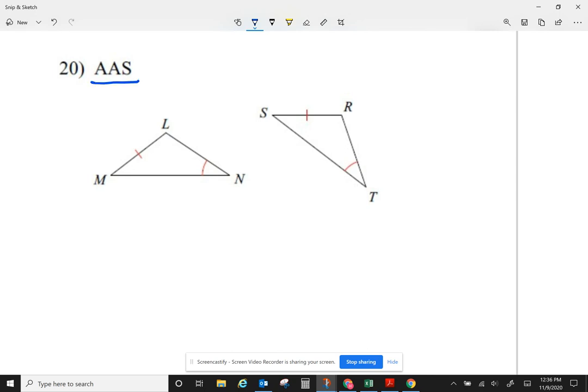So all right, then I look at the rule. Angle, angle, side. I need on each triangle two angles and the side not in between them. So I'm going to say, well, I can use this angle with this angle. When it comes to angles, you need three letters. So I'm going to say NML, right? I'm leaving the M in the center. For the other triangle, I'm going to leave the S in the center. So I'm going to call this RST.